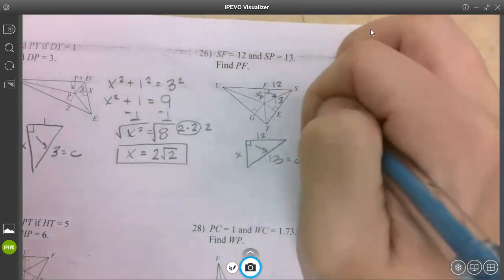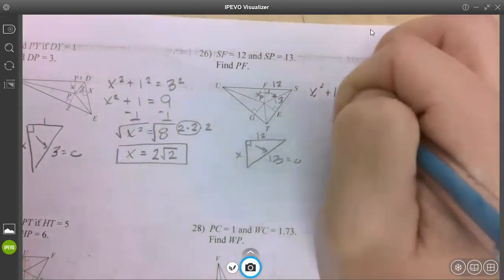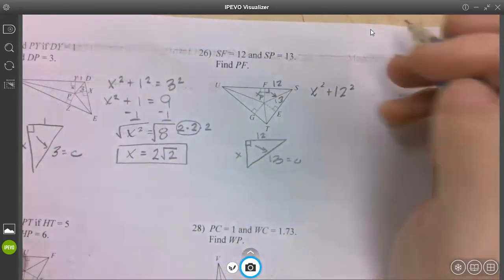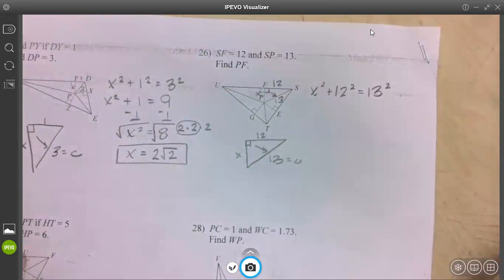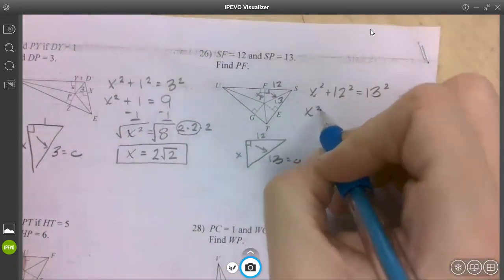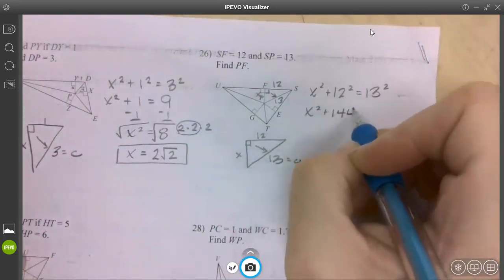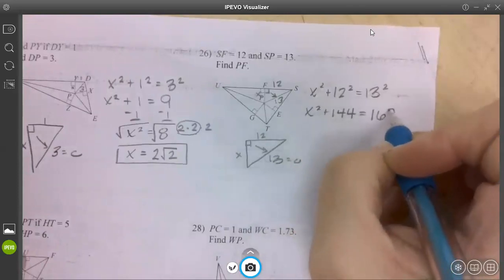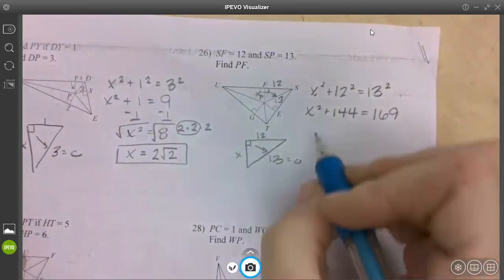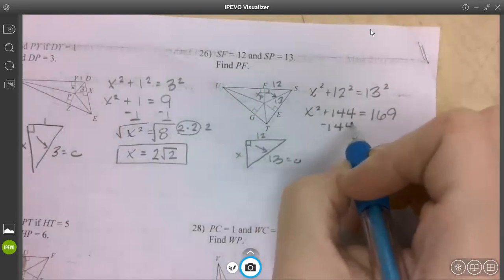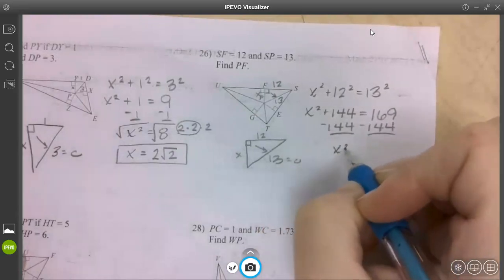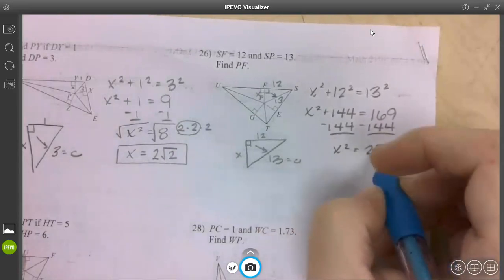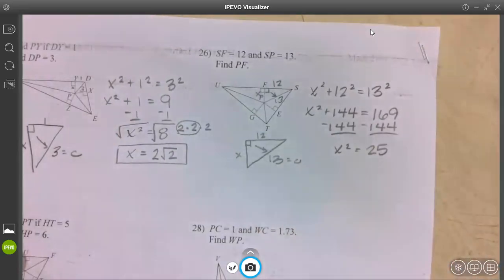The other two doesn't matter what order. I just like my X's first. X squared plus 12 squared equals 13 squared. 12 squared is 144. 13 squared is 169. We're going to subtract 144 from both sides. And we get that x squared equals 25.